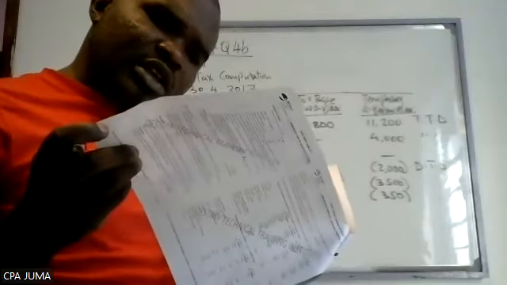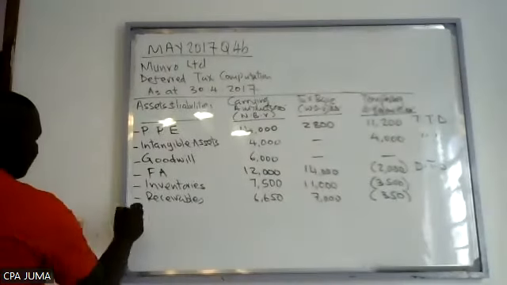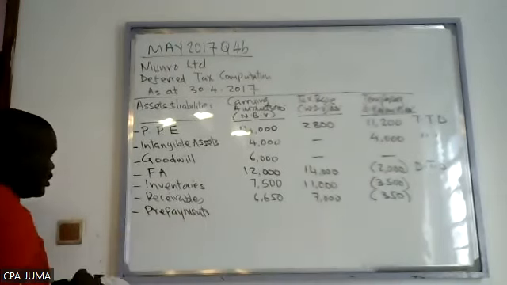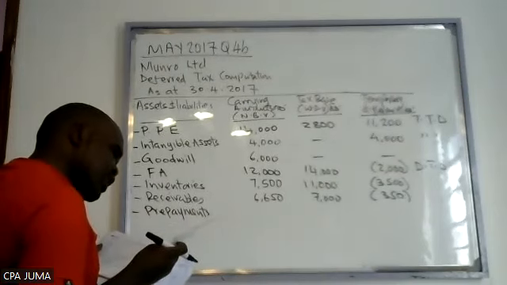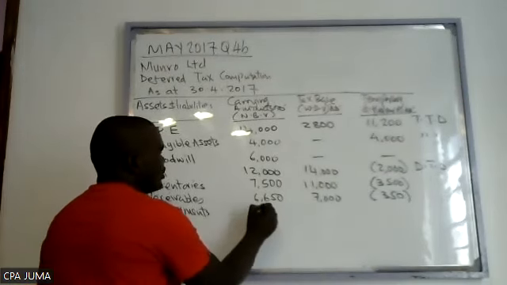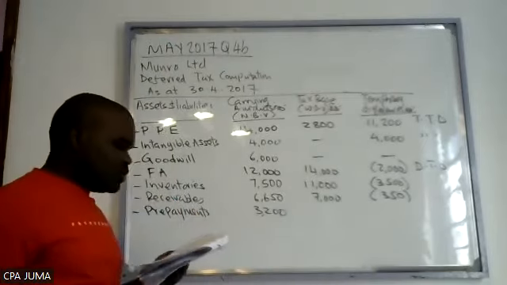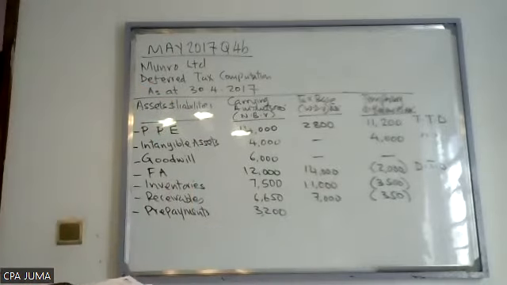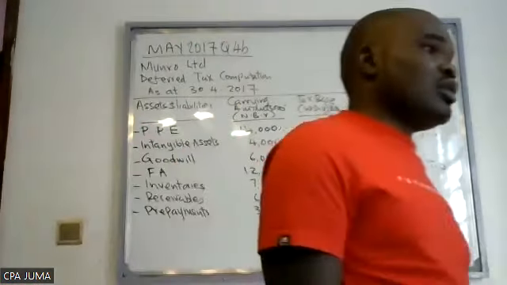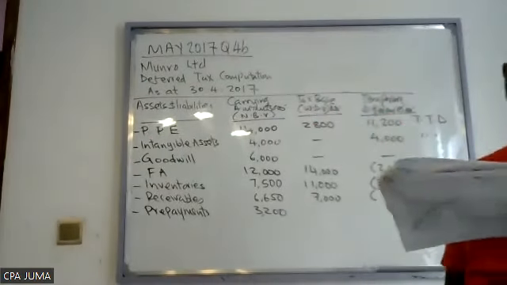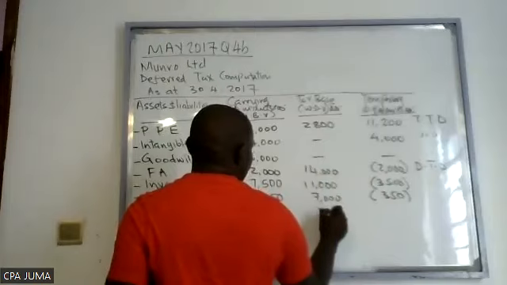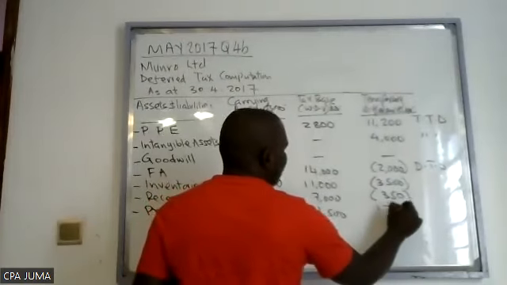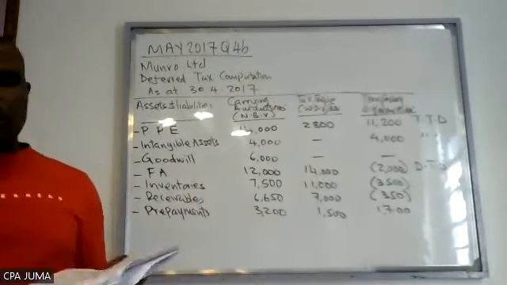After receivables, there are prepayments. The book value has been provided as 3,200. We were given the tax base for prepayments. Check additional information number 1. Prepayments 15. So 32 minus 15 should be 17 taxable. That is 17.